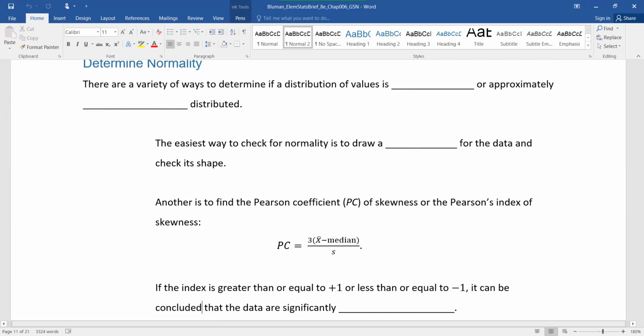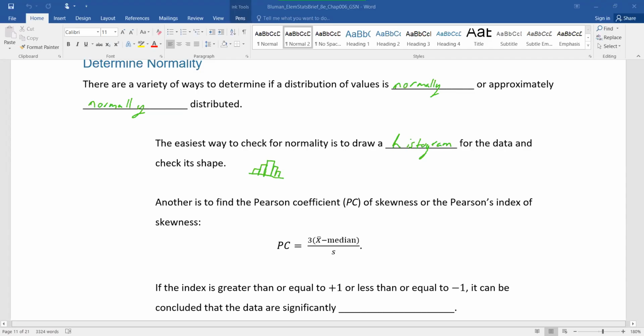All right, so normality. There are a variety of ways to determine if a distribution of values is normally or approximately normally distributed. The easiest way to check for normality is to draw a histogram. If you recall, a histogram is vertical bars that touch, right? Draw it for the data and check its shape. I would want to see something that looks kind of like this, give or take, on even a bigger scale if you wanted. It makes that unimodal, bell-shaped curve, right?